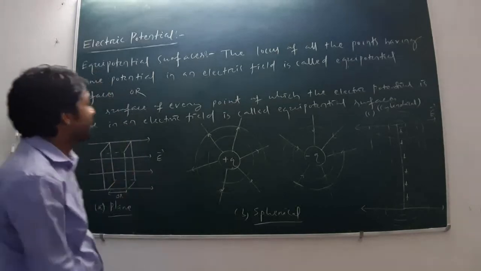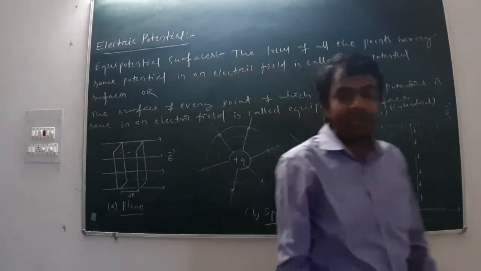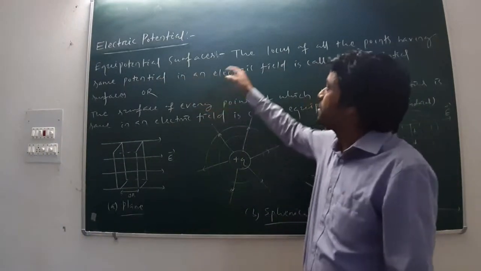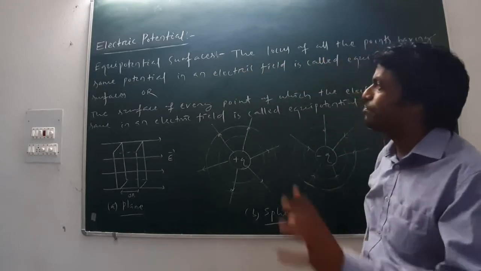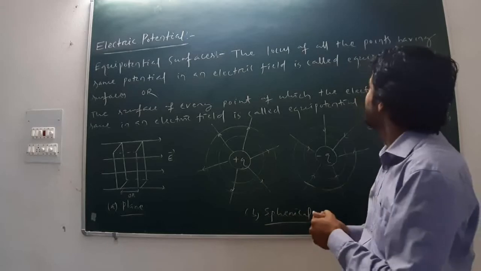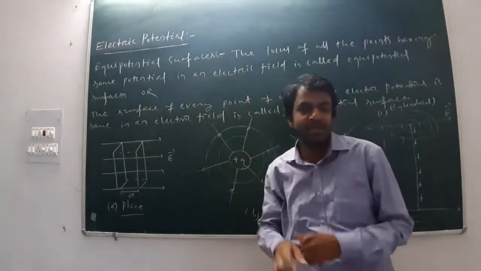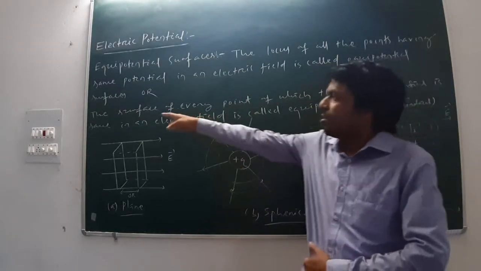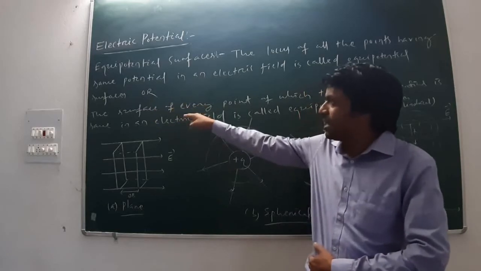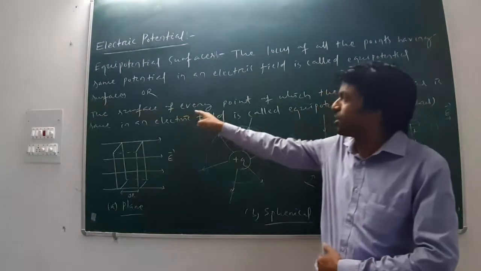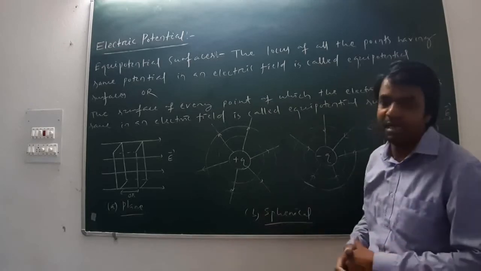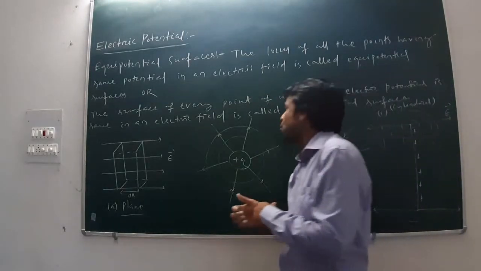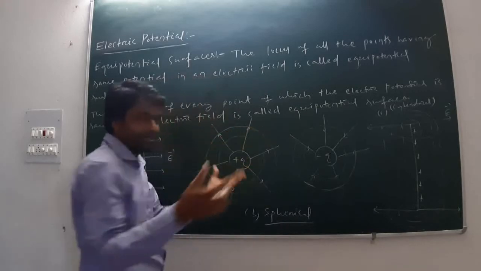Next is equipotential surfaces. Equipotential surface means the surface, or the locus of all the points having the same potential in an electric field, is called an equipotential surface. A second definition: the surface of every point at which the electric potential is the same or equal in an electric field is called an equipotential surface.